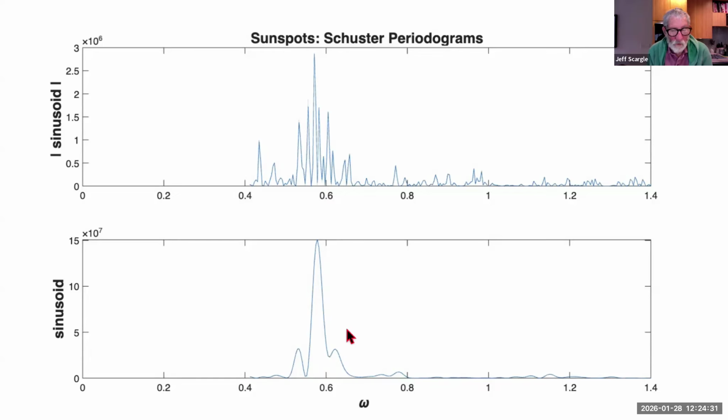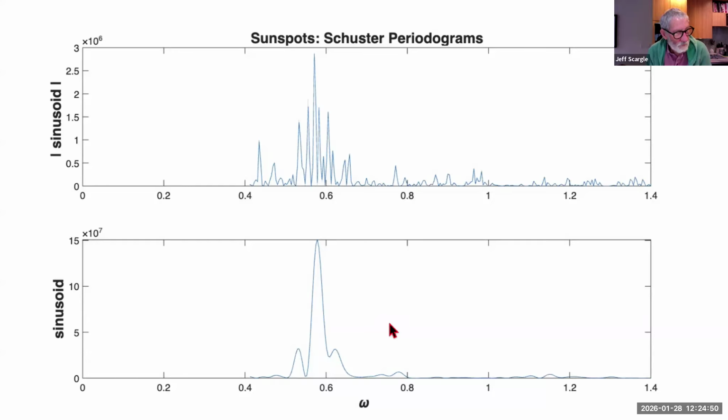So anyway, the reason I'm showing this plot is to point out that if you look at the raw plot of the sunspot numbers, I don't have it, but it looks more like the absolute value of a sine wave rather than a sine wave.